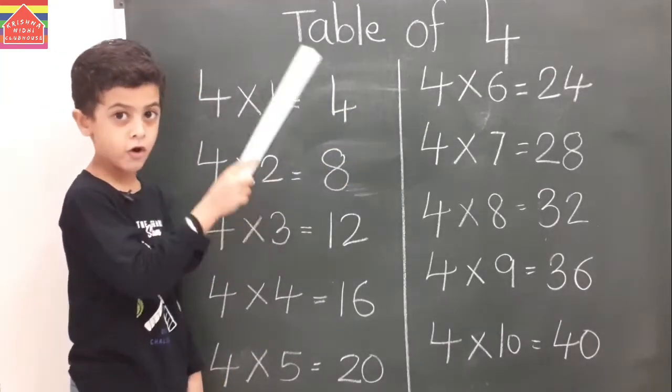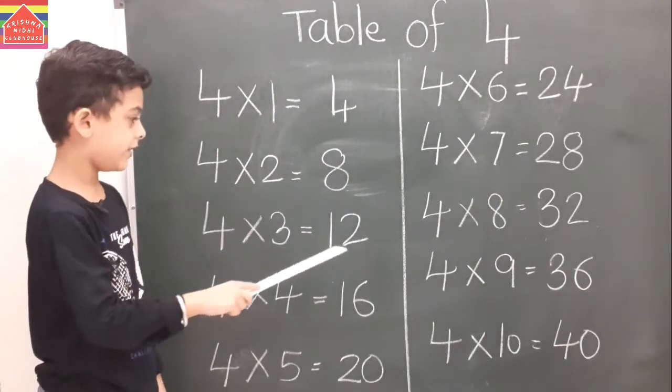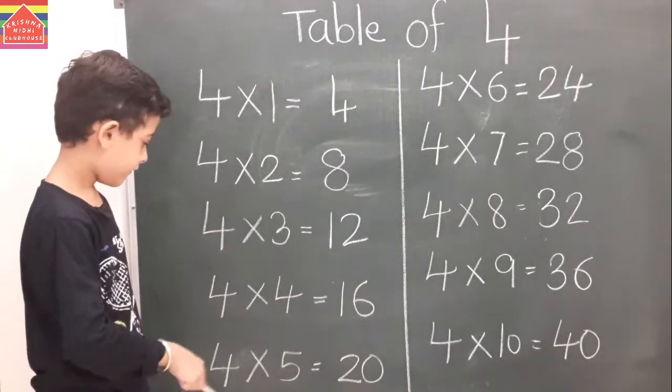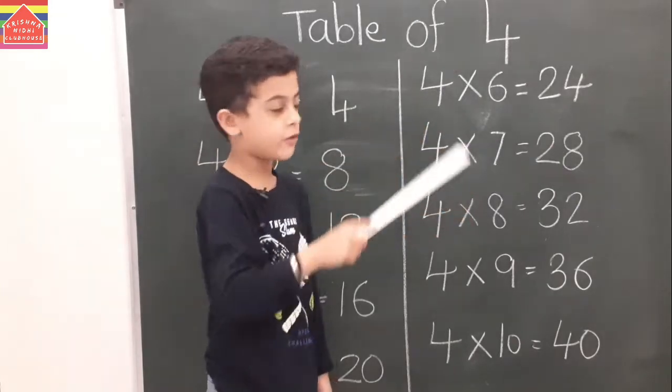4 ones are 4. 4 twos are 8. 4 threes are 12. 4 fours are 16. 4 fives are 20. 4 sixes are 24.